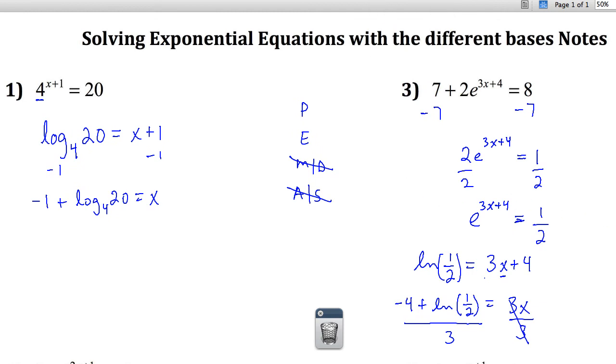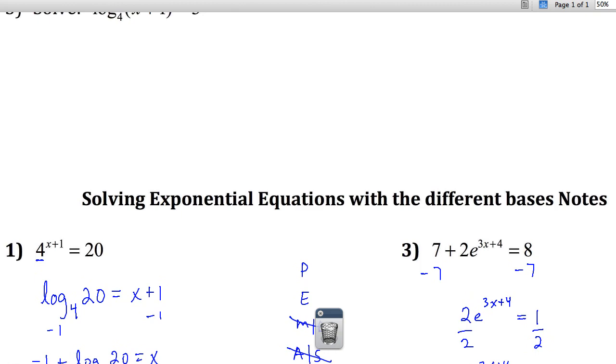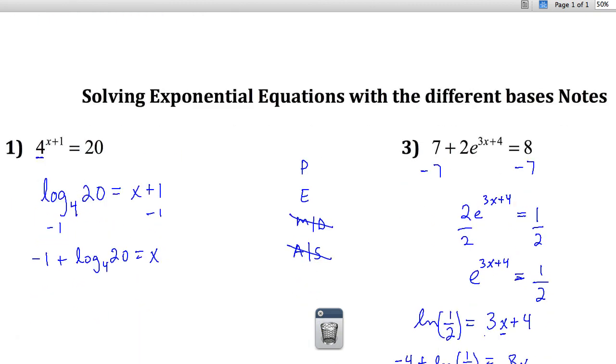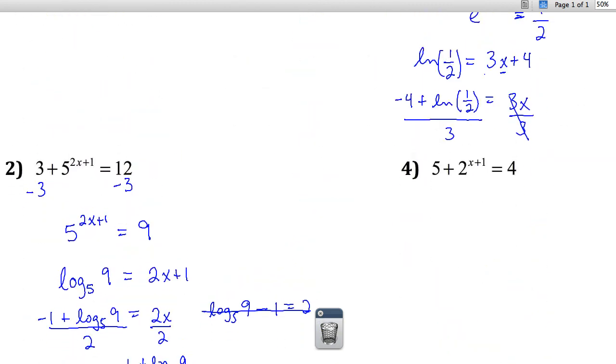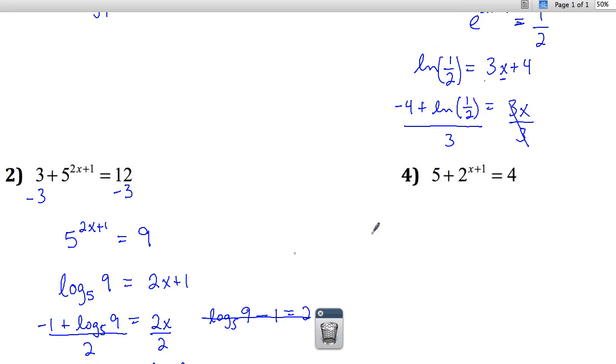All right, and for our last example, very similar. Oops, sorry, it skipped a little bit. So the last example that we'll do is number 4. Again, we're doing PEMDAS backwards. So the first thing we would do is subtract 5. And we get 2 to the x plus 1 equals negative 1. And then to get x by itself, we could rewrite this as a log. But we need to stop and just think about this problem right here.